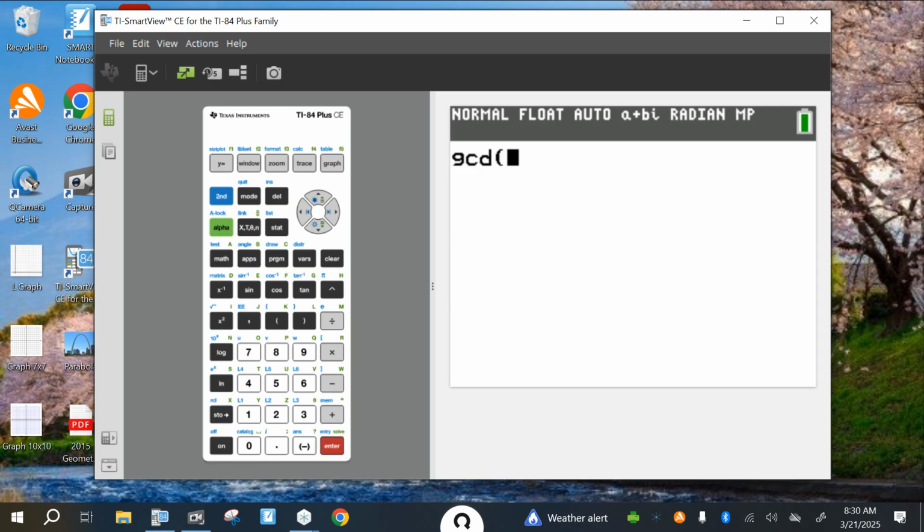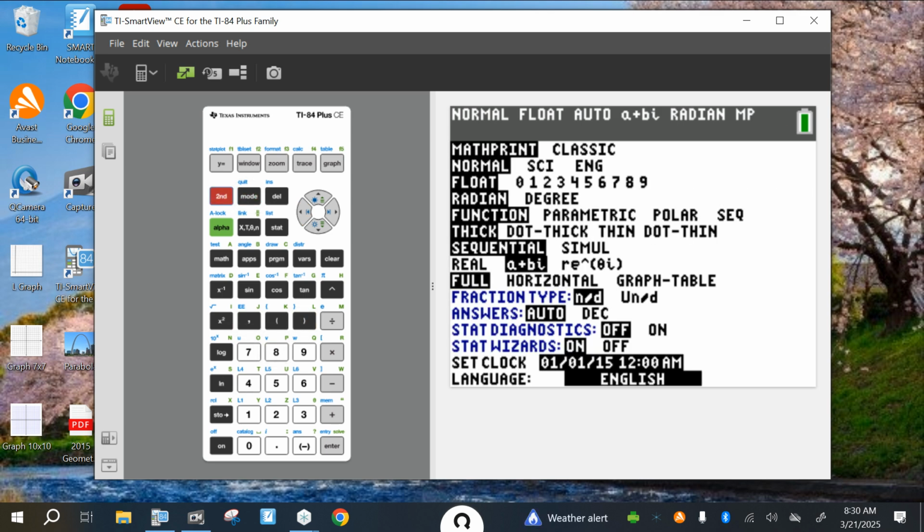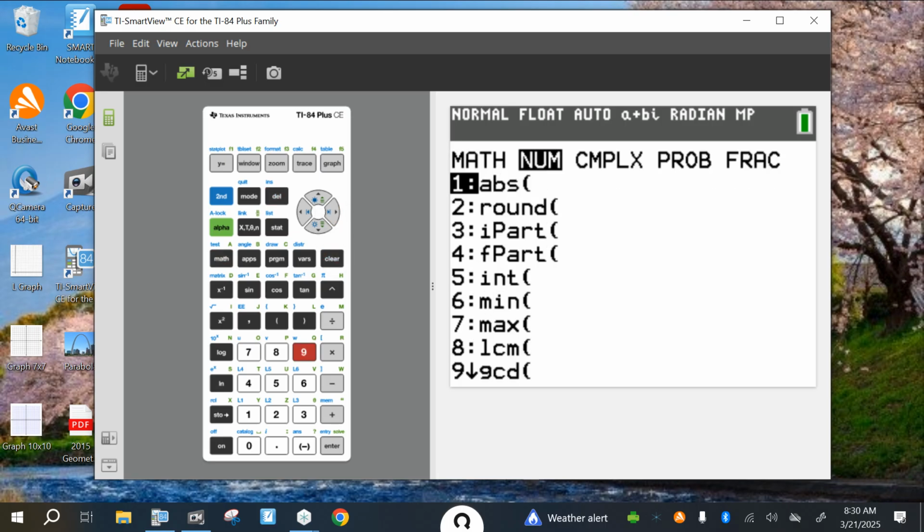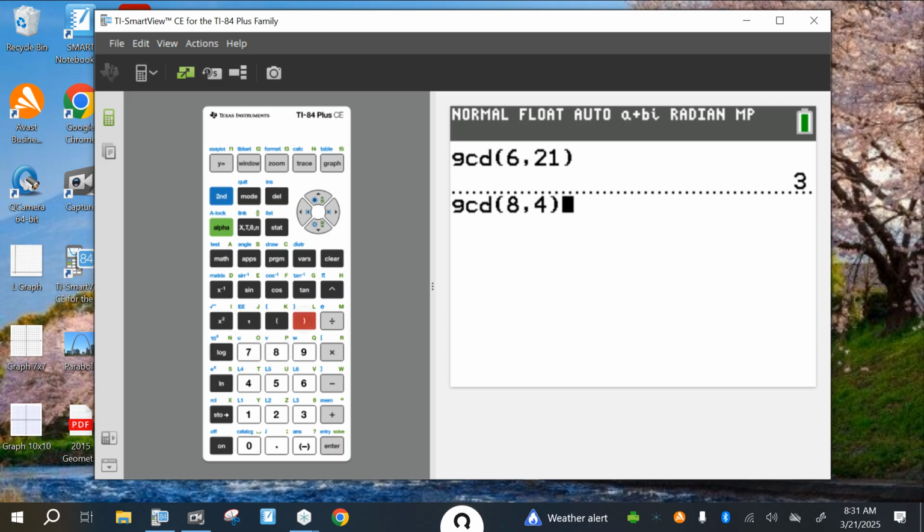And then you type in two numbers like 6, and then you put a comma between, so the comma's above the 7. And then you can type in maybe 21. So what's the GCF between 6 and 21? 3. And then if you wanted to look between some other numbers, you could do like your 8 and 4. Oops, I hit the wrong button. So math, right arrow, option 9, 8, 4. So GCF is 4. So again, it can only be used between two positive numbers.